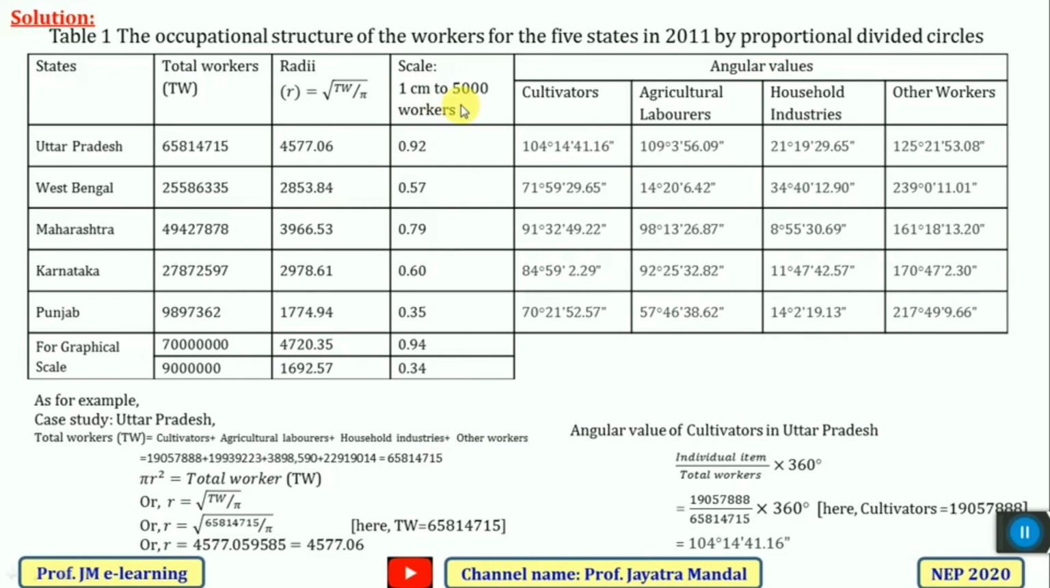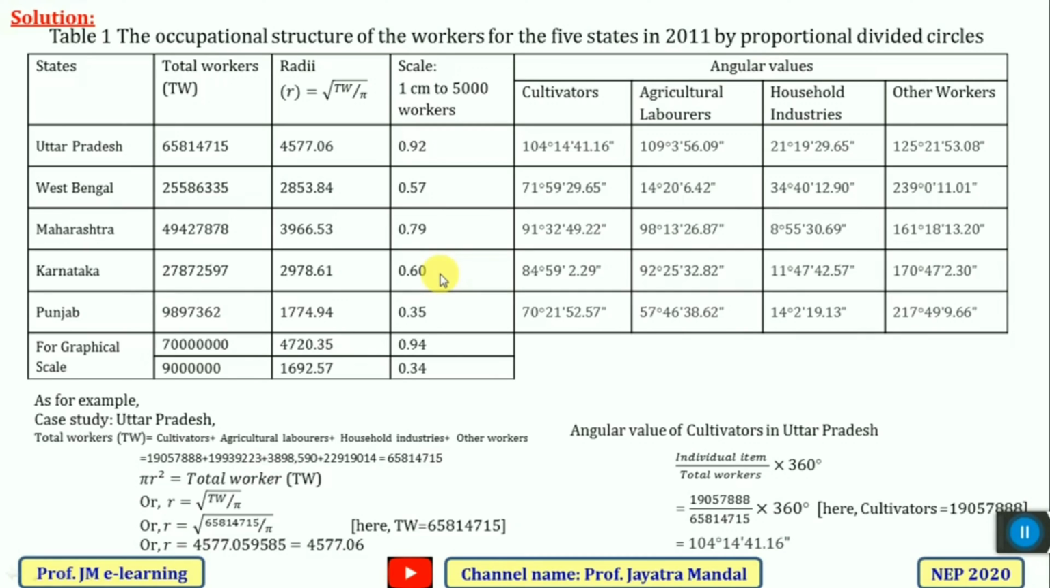Next, scale. We aim to place all circles without touching the map edge. 1 centimeter equals 5000 workers. Now, 4577.06 divided by 5000 equals 0.92 for Uttar Pradesh. Similarly, we will have the rest of the radii.